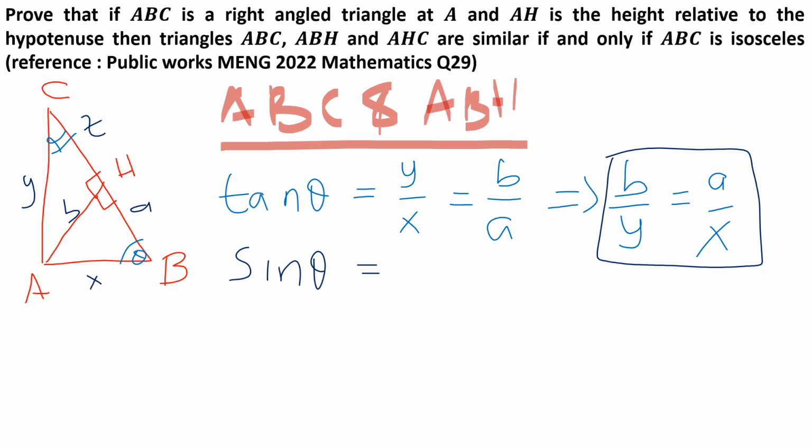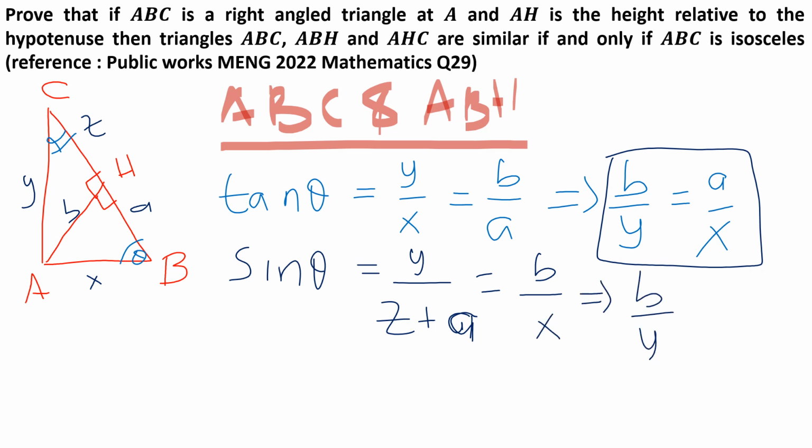The opposite of the bigger triangle is Y, and the hypotenuse is Z plus A, because it is still the same theta and the same sine. The opposite of the smaller triangle is B, and the hypotenuse is X. So from here, what do we have? We have that B over Y will be equal to X over Z plus A.